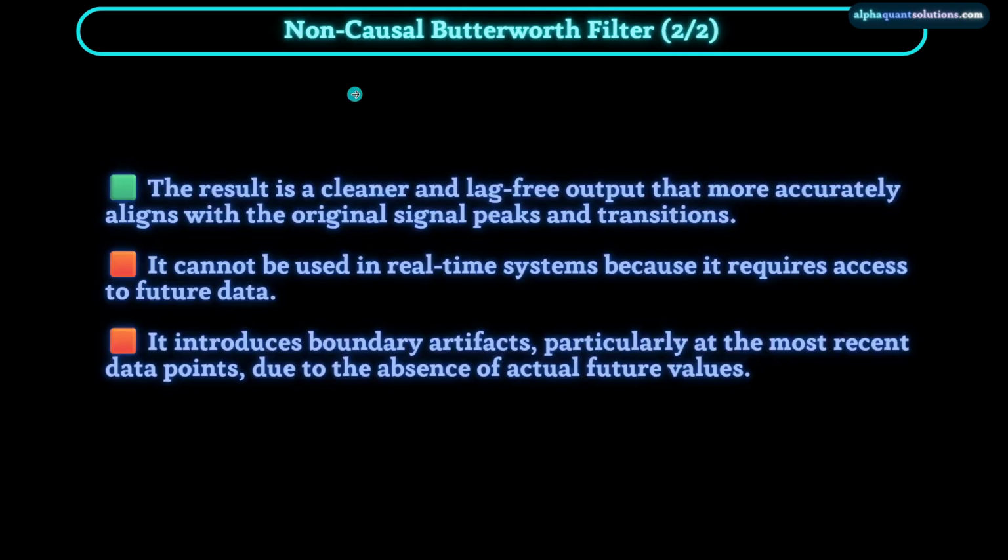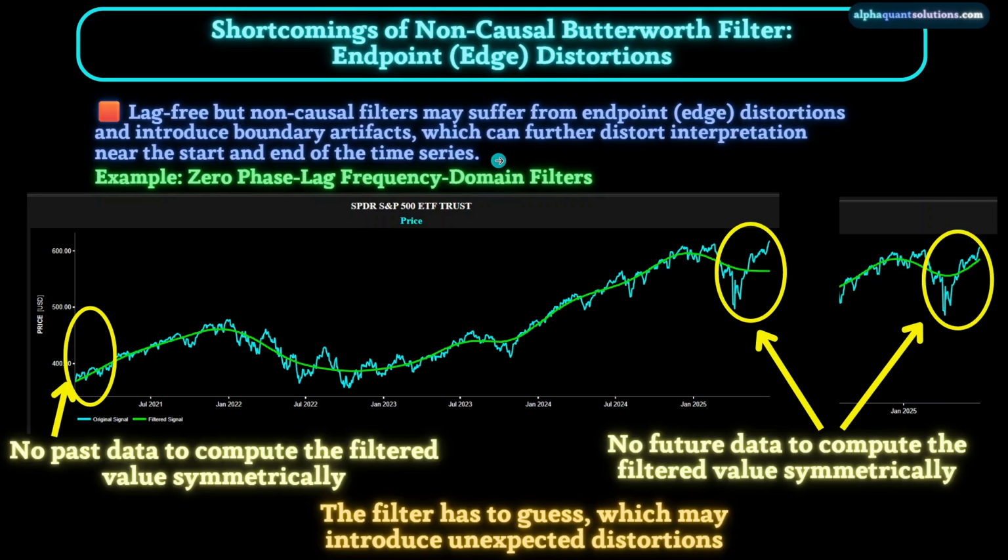Now, this backward-forward implementation of the Butterworth filter results in a cleaner and lag-free output that more accurately aligns with the original signal peaks and transitions. So this is really a great improvement. However, it also comes with two liabilities. On one hand, this version cannot be used in real-time systems because it requires access to future data. And second, it introduces the so-called boundary artifacts, particularly at the most recent data points, due to the absence of actual future values. So these boundary artifacts are also called endpoint distortions or edge distortions.